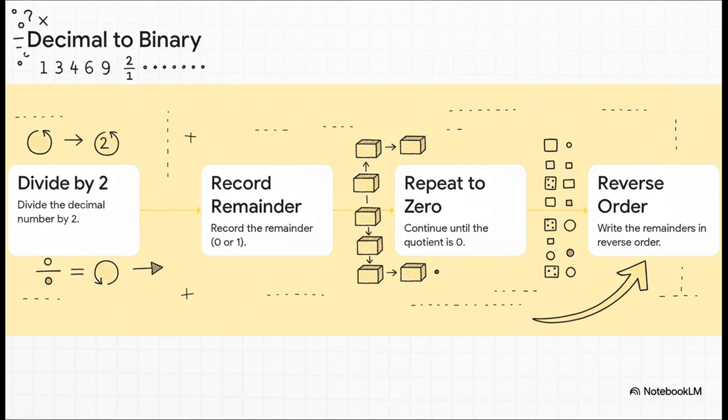Now here's the secret sauce. You read those remainders you wrote down, but from the bottom up. So that's 1, 1, 0. And that, my friend, is the binary for the number 6.